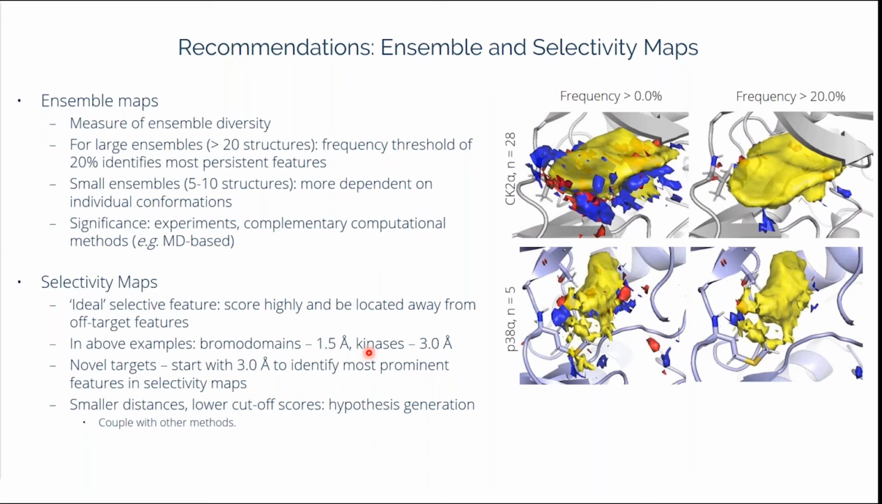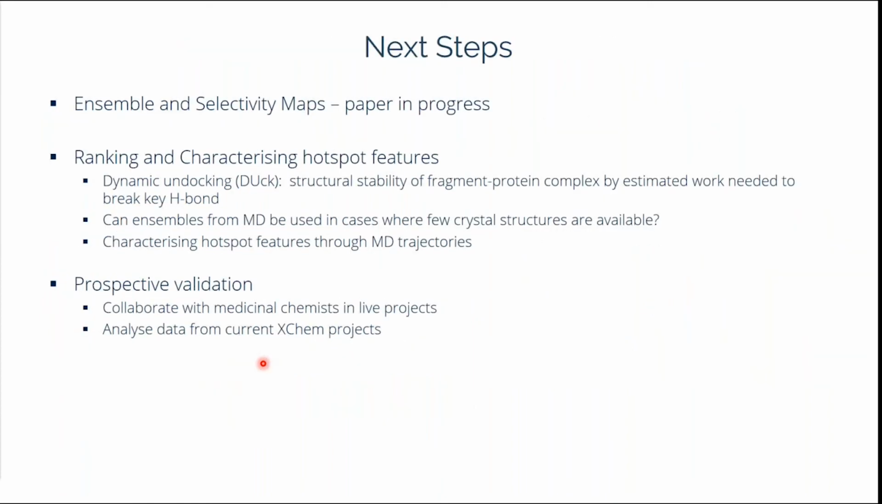So the recommendation for a novel target would be to start at the high end with 3 angstroms to identify really the most prominent features, and then if further hypotheses are needed, we can move to smaller distances or lower cluster cutoff scores, and then of course verify these experimentally or through other methods as well.